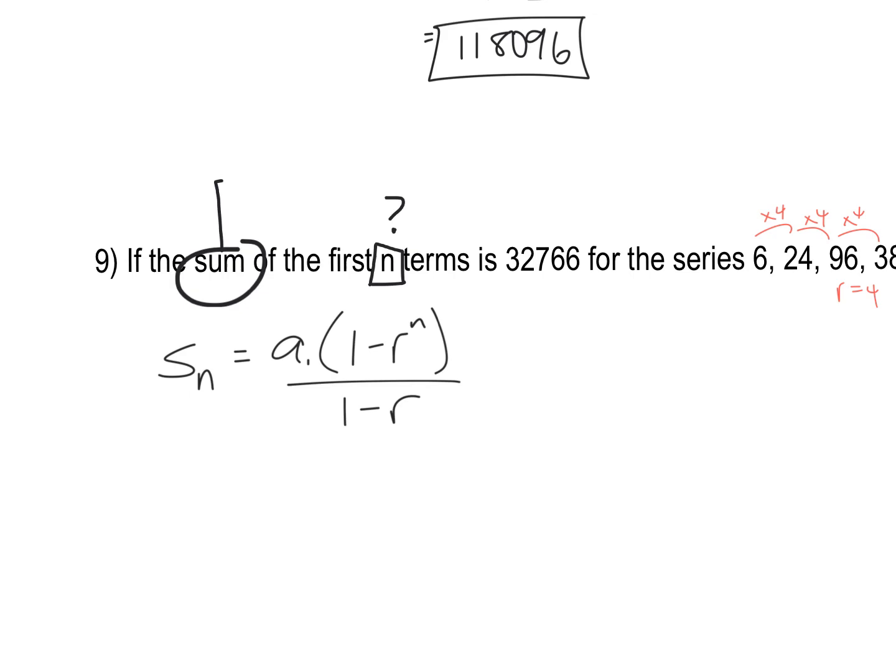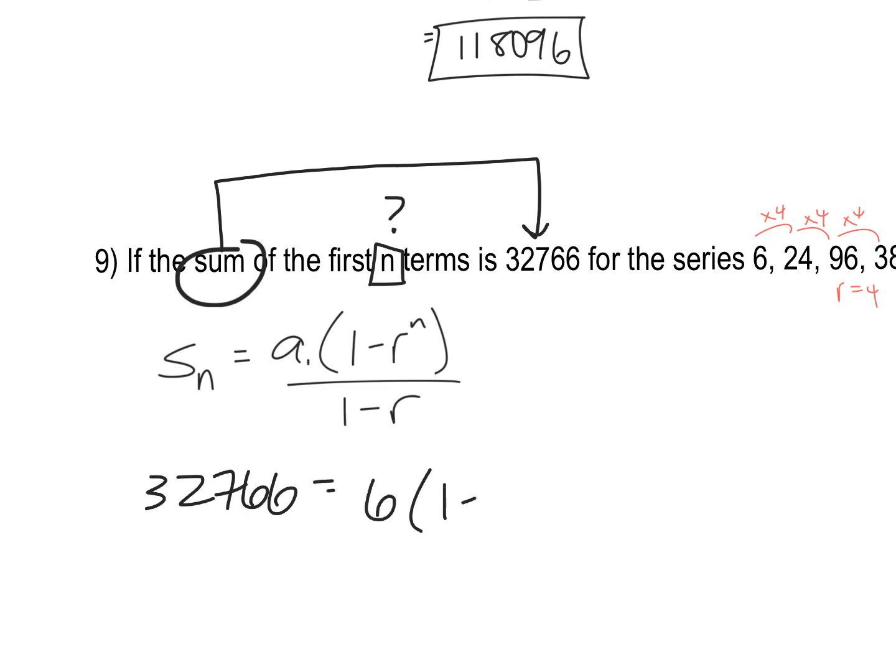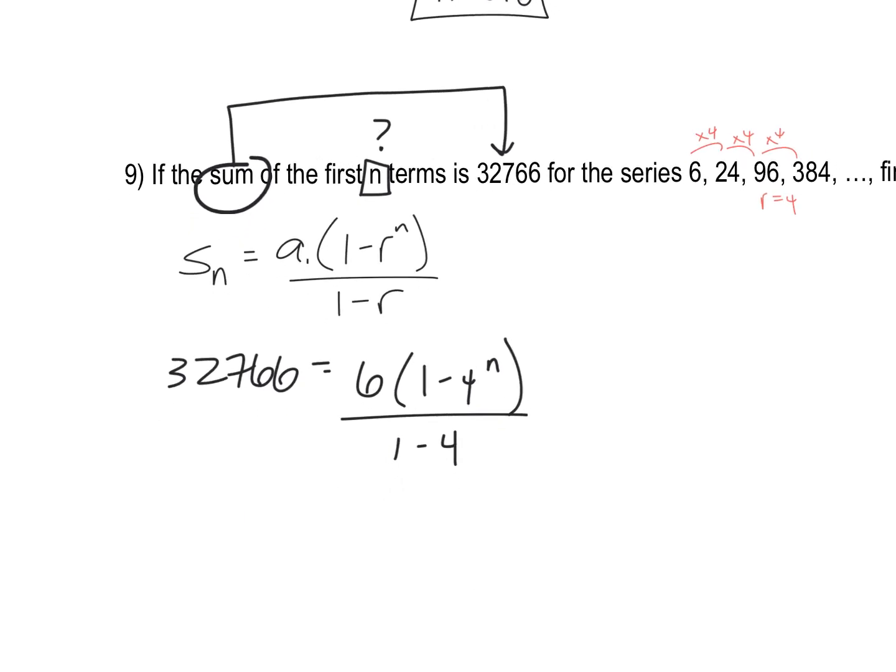But they're telling me that the sum, the answer, when I add everything together, is 32,766. I also know a1 is 6. 1 minus r. Oops, I know the r also. The r is 4. I don't know the n. Okay, interesting. Now let's use some mad algebra 2 skills again.